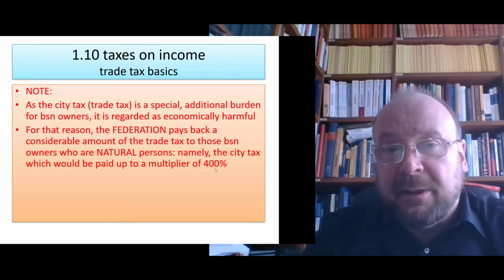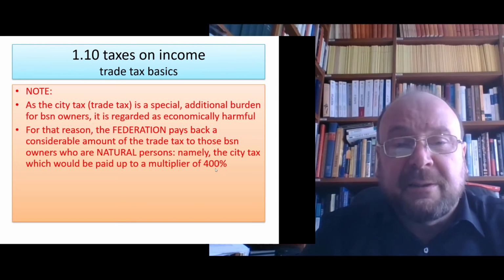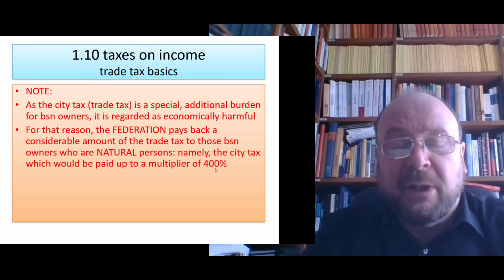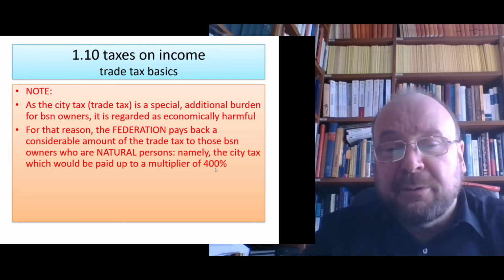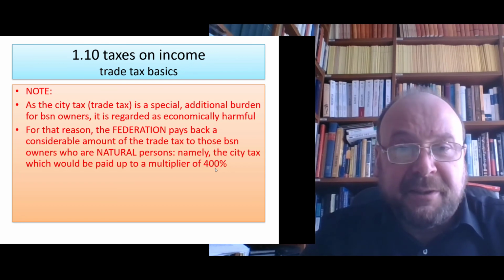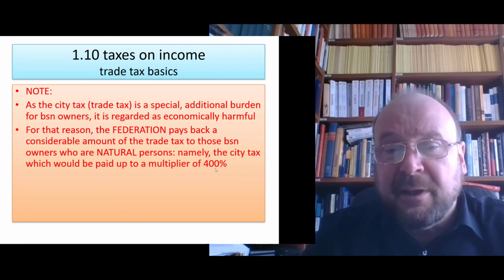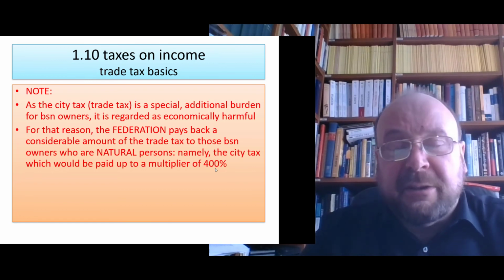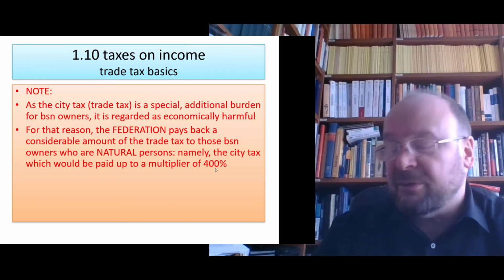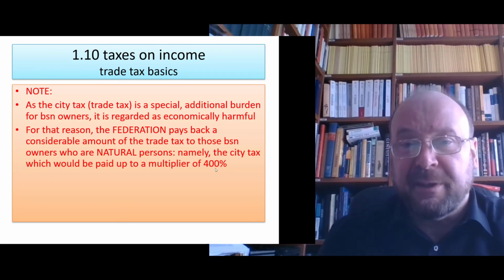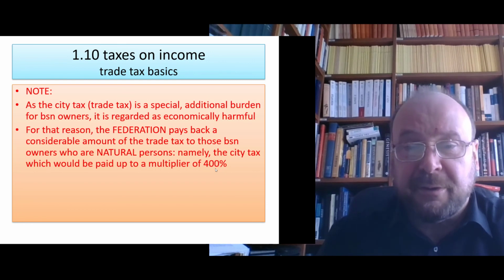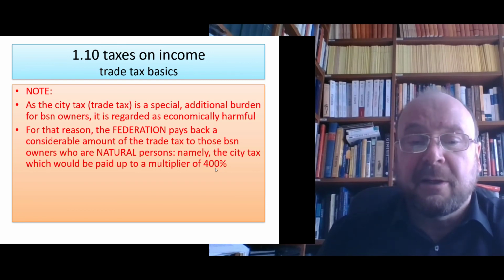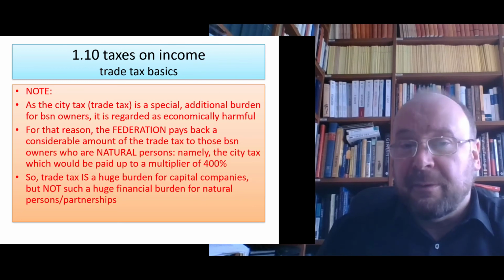So there are totally different effects depending on the legal form in which you run your business in Germany. If you organize it as a partnership or run it as a sole trader, then you don't care about the trade tax up to a level of 400%, at least in the standard situation. Whereas if you have a GmbH, trade tax is a huge calculation factor for your tax burden. So keep that in mind.